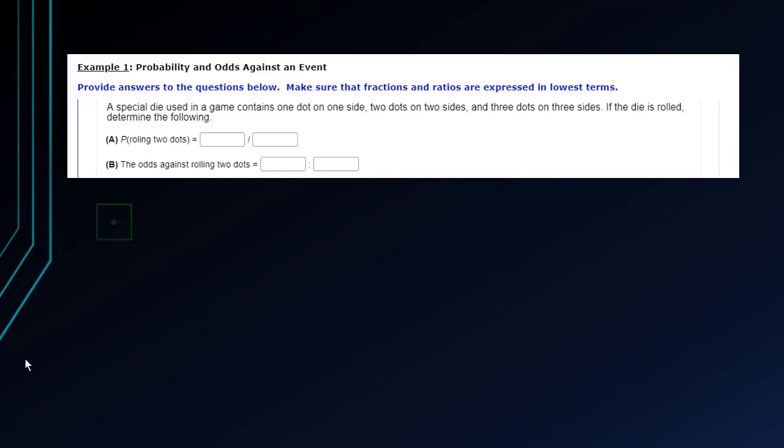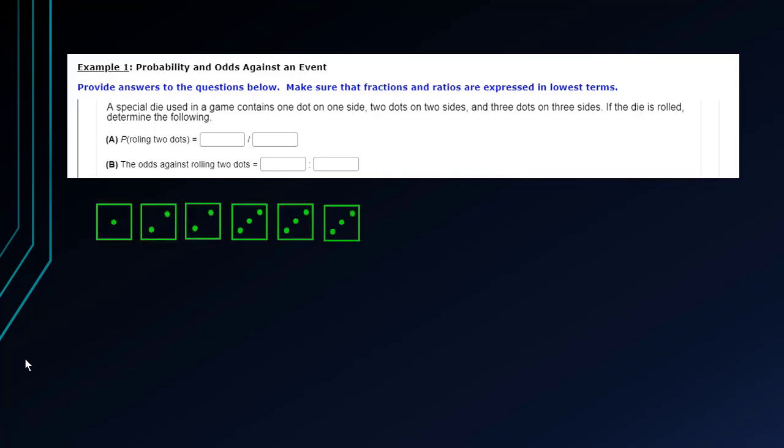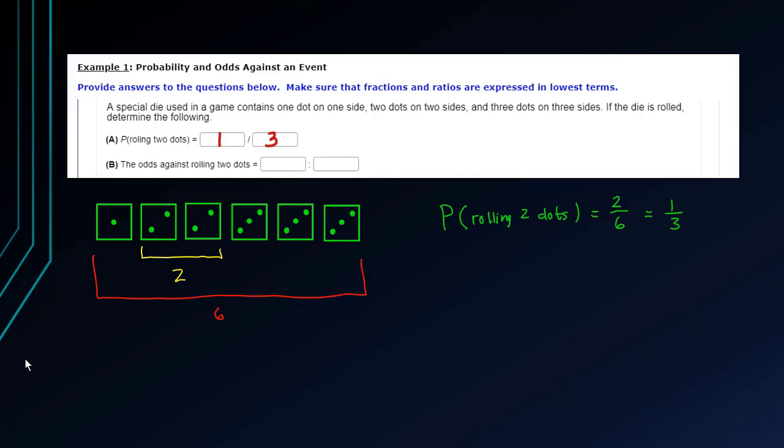As far as part A goes, let's consider the die that we have here. It's not a standard die, but these are the faces that we would see on our number cube: 1 with 1, 2 with 2, and 3 with 3. We're looking for the probability of rolling 2 dots. There are 2 sides of the die that have 2 dots out of the 6 sides overall. Assuming that all of these have the exact same equal probability of showing up, the probability of rolling 2 dots would be 2 out of 6, which reduces down to 1/3.